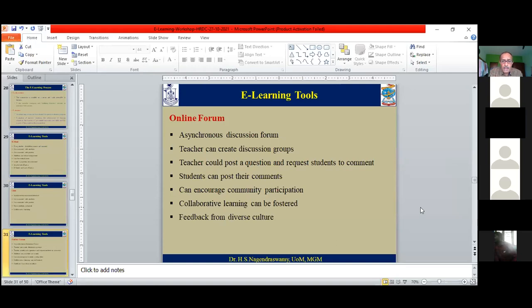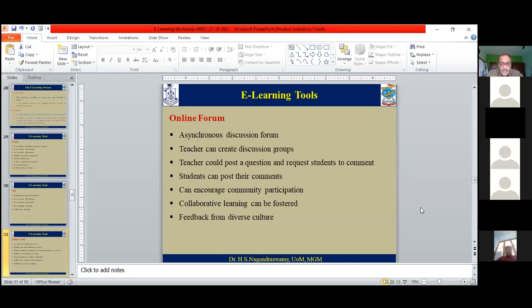Then this is the online forum. Maybe you are familiar, and I think few of you may not be familiar, but you just make an attempt to see what online forums are there and how we can make use of it. So it's an asynchronous discussion forum. So it doesn't require a real-time interaction. It can happen at any time according to your convenience.